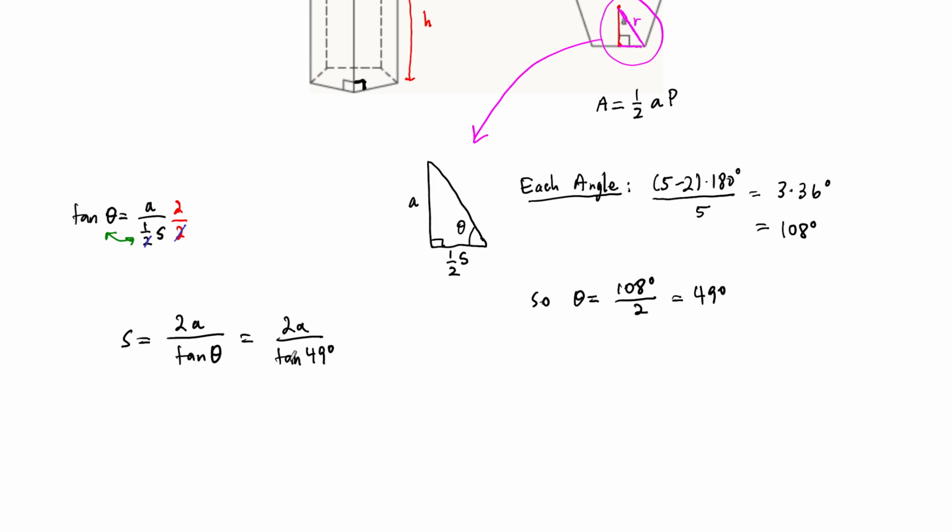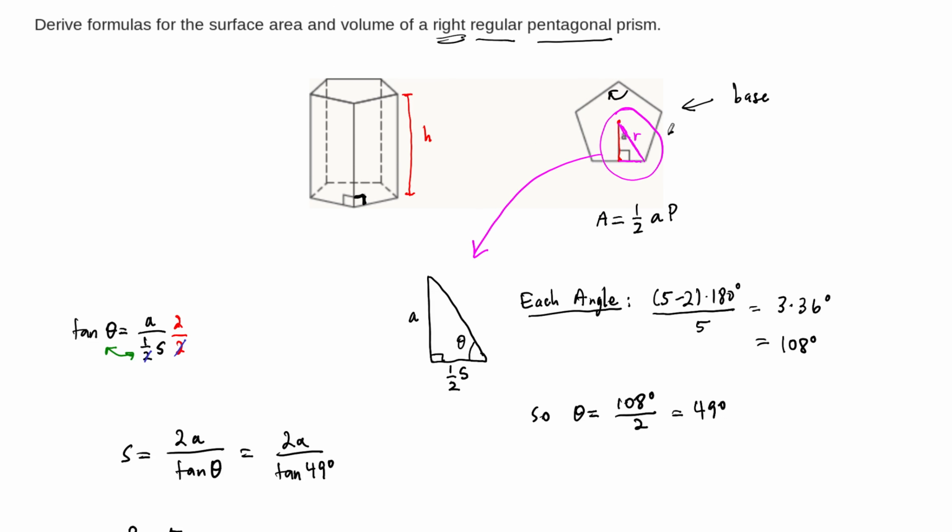By the way, that means that our perimeter is 5 times that. So now our perimeter is equal to 5 times the side length, because this is a regular pentagon, so all the sides have length S. Add them all up, there's 5 of them, so we get 5S.